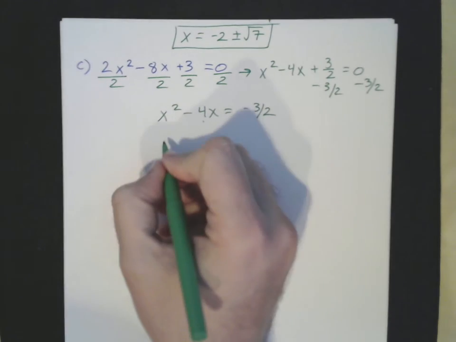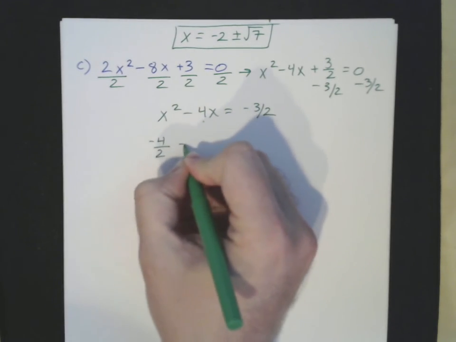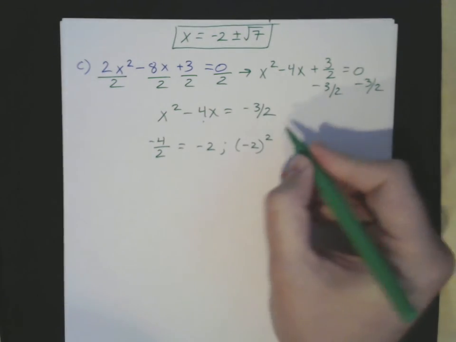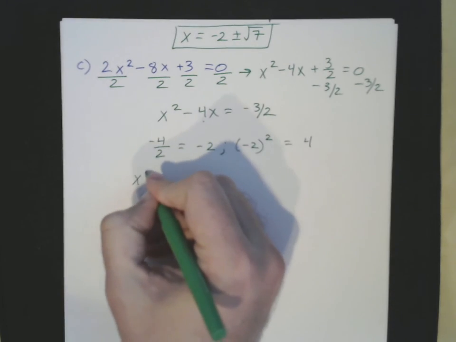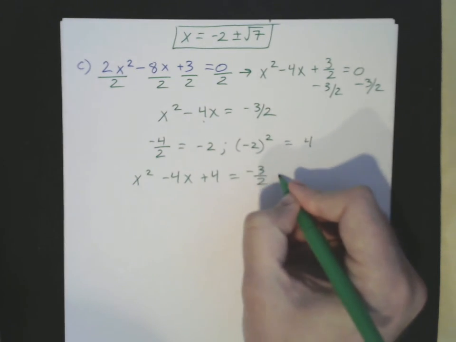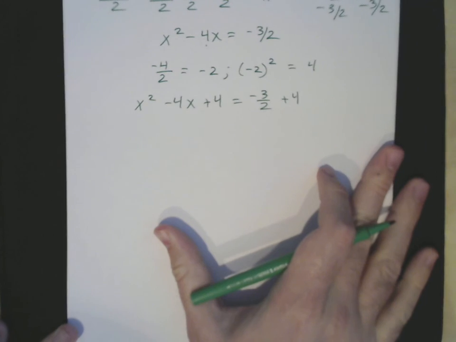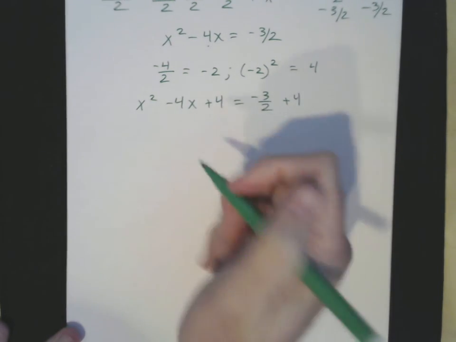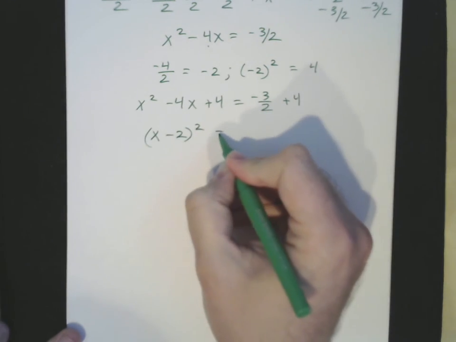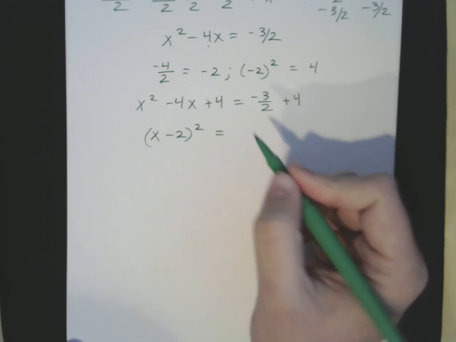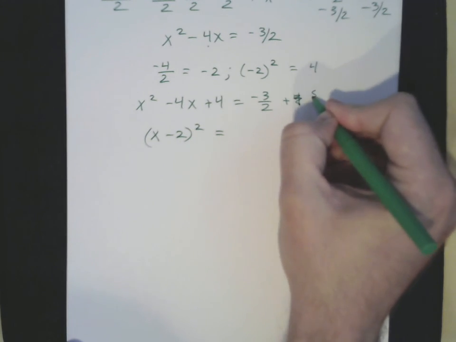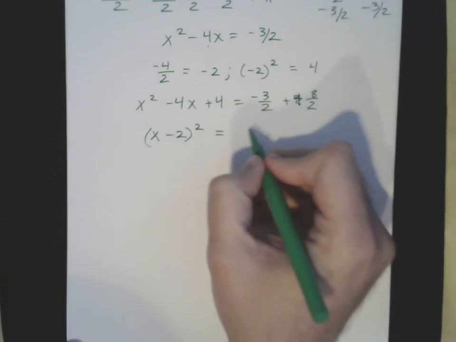We're taking this term again. -4 divided by 2 equals -2. We square that. We get +4. We add that +4 to both sides. Plus 4 here, -3/2 plus 4 here. We've forced this to be a perfect square. x minus 2 squared equals, and this is going to be, what, 4 is 8 over 2. So this is going to be 5/2.